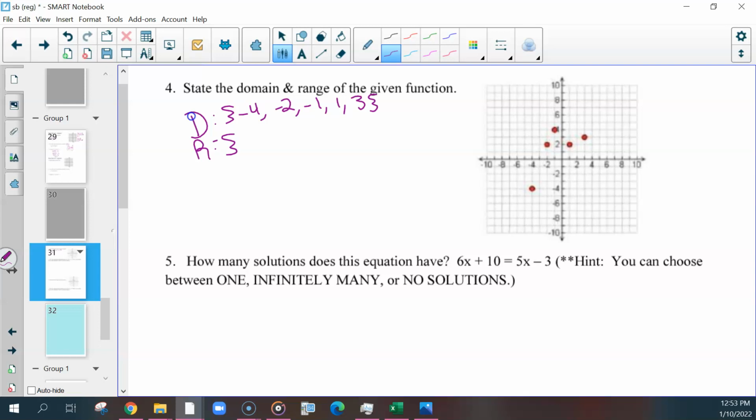And then for your range, your lowest number is going to be at -4. And then moving up, we have 2 at 2, but we're just going to put 1 of them. We don't need to put 2. And then 3, and then 4.